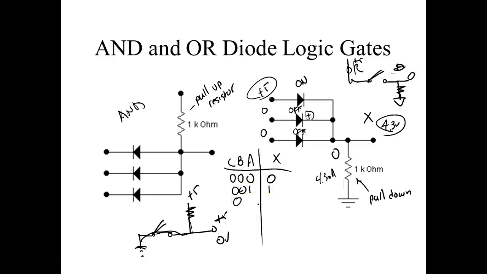Yeah, so that means I can go through all the combinations. So that's 1, 2, that would be 3, this would be 4, this would be 5, this would be 6, and this would be 7. For all my combinations, this would be a 1 out here. So this would be the truth table for a 3-input OR gate.